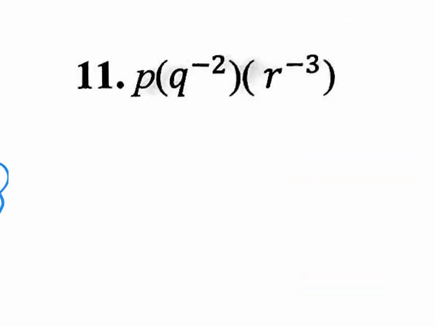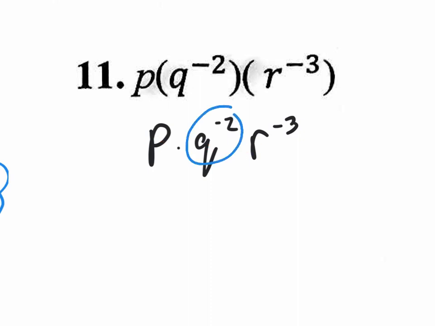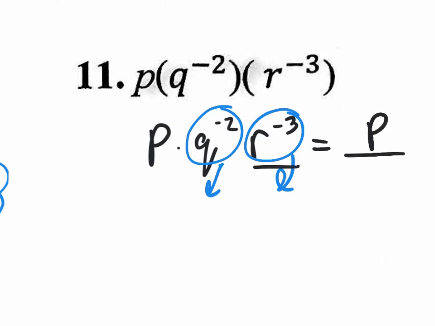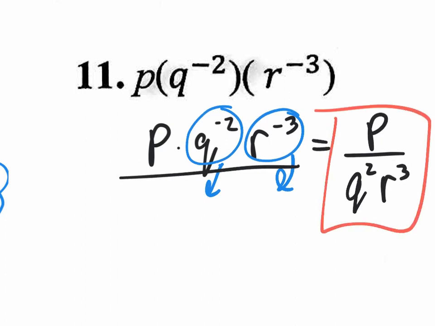Number 11, same deal. Nothing to distribute from the outside to the inside of the parentheses. So you're just going to rewrite everything without parentheses: p times q to the -2 times r to the -3. Okay? There are no like bases, so you can't add anything. You have to jump straight to moving negative exponents to the other side. The p doesn't have a negative exponent, so your p is going to stay up there, and the rest moves down. Q to the 2nd, r to the 3rd, and that's your answer for number 11.